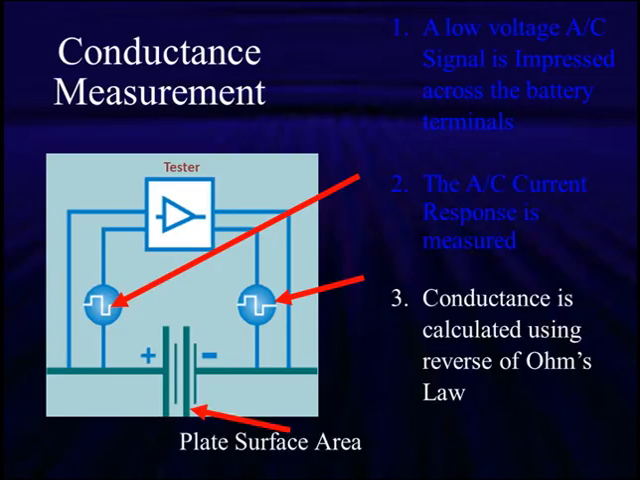The conductance is calculated using a reverse version of Ohm's law. Rather than look at ohms, we're looking at the opposite of ohms, the ability to conduct. It's something you might want to look at if you haven't tried it before. It'll give you a cold cranking amp reading that's fairly accurate.